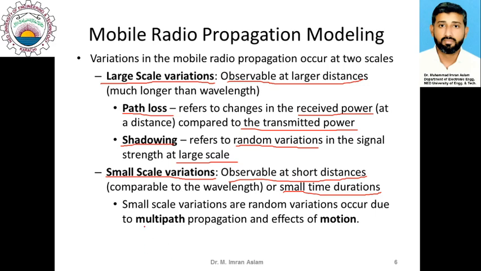These are generally known as small scale variations. These variations occur because of the multipath propagation and motion in the system. In a wireless environment the multipath is unavoidable, and the motion is also there. So the effect of motion and multipath propagation causes the variation in the signal strength at this small scale.